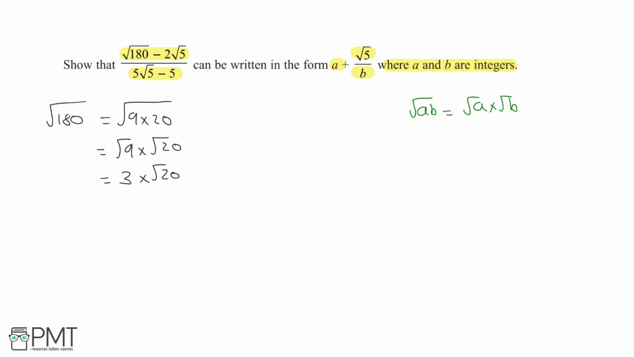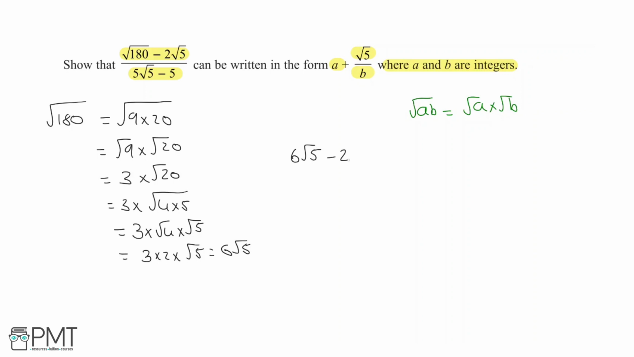Now, thinking of the square root of 20, what is a square number that is a factor of 20? The one I can think of is 4. So this is 3 times the square root of 4 times 5. Applying the same rule, we have 3 times the square root of 4 times the square root of 5. The square root of 4 is 2, so we have 3 times 2 times the square root of 5, which equals 6 root 5. So from here, the above becomes 6 root 5 minus 2 root 5 all over 5 root 5 minus 5. This equals 4 root 5 all over 5 root 5 minus 5, because 6 root 5 minus 2 root 5 is 4 root 5.